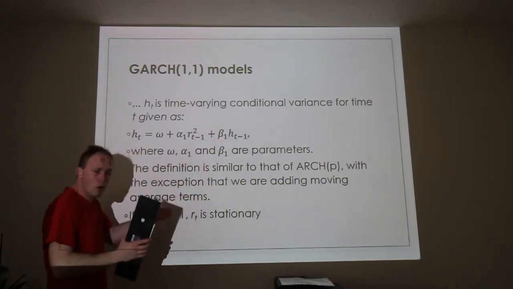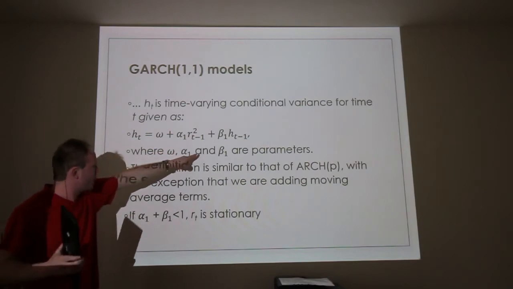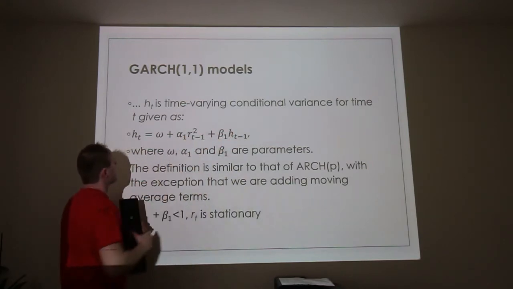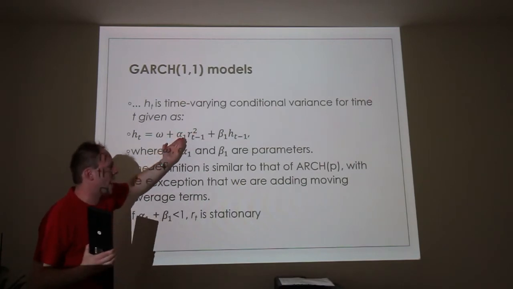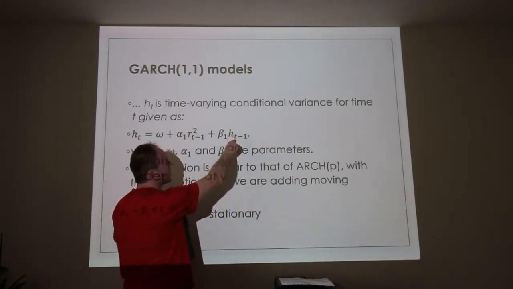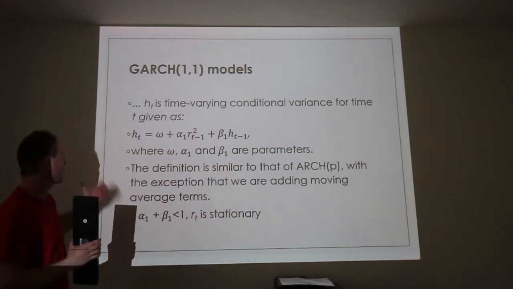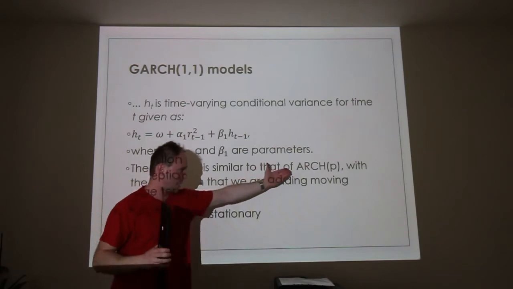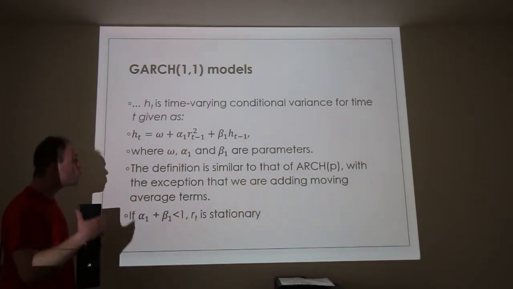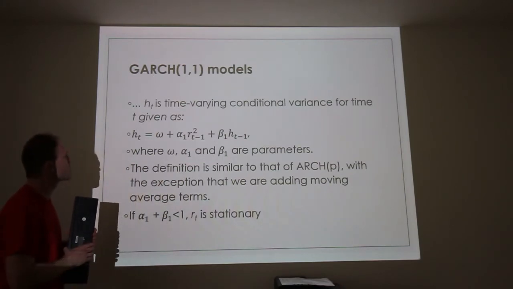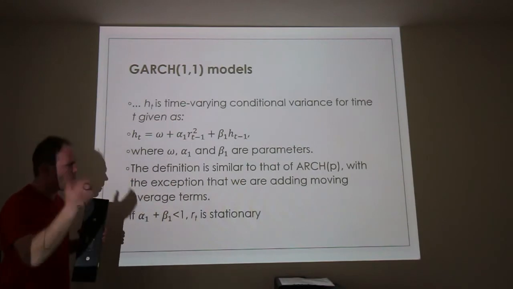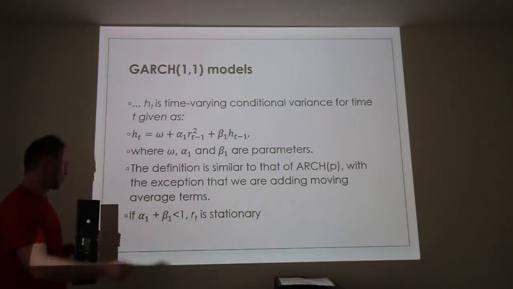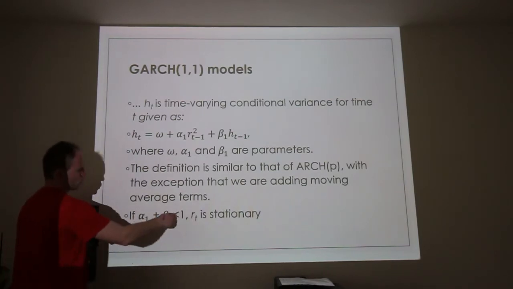Then you have beta 1, another parameter, so omega, alpha 1 and beta 1 are parameters. Here there is the variable logarithms in squares, and there is the variable h in time t minus 1 without squares. The identification is similar to that of ARCH, with the exception that we are adding moving average terms. So this first part is similar to our model, and we add a moving average term.